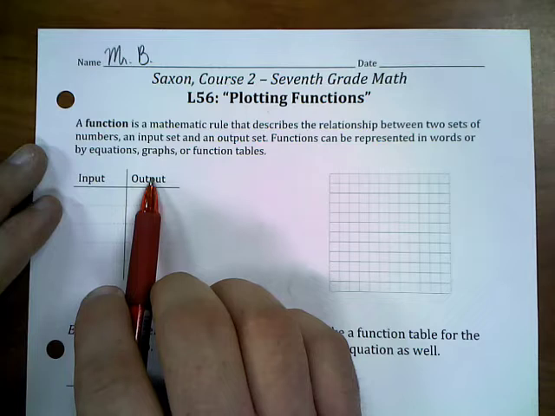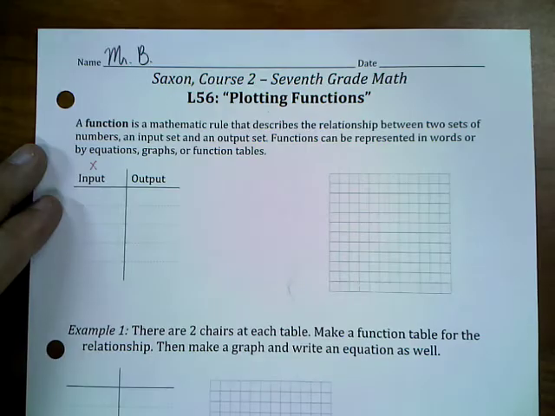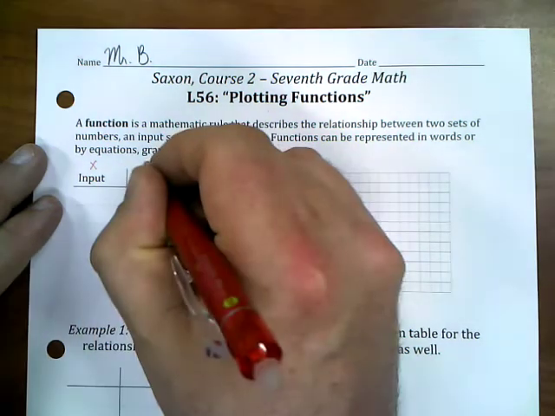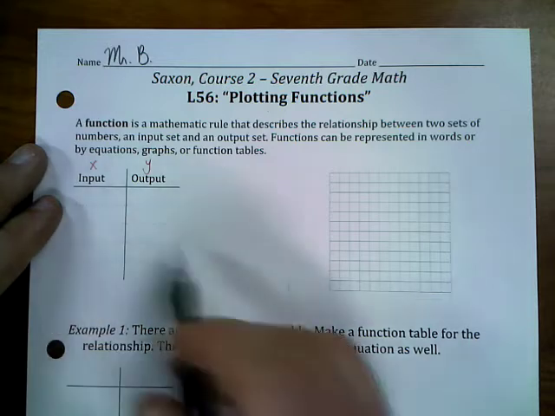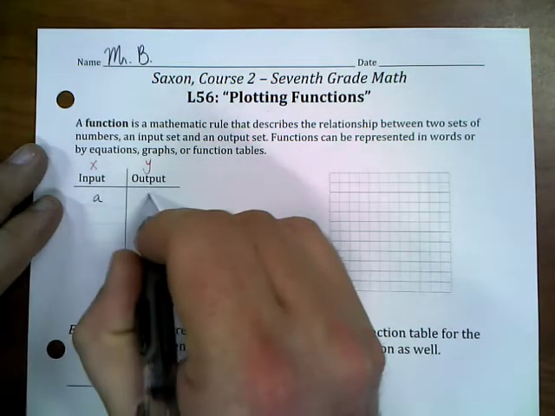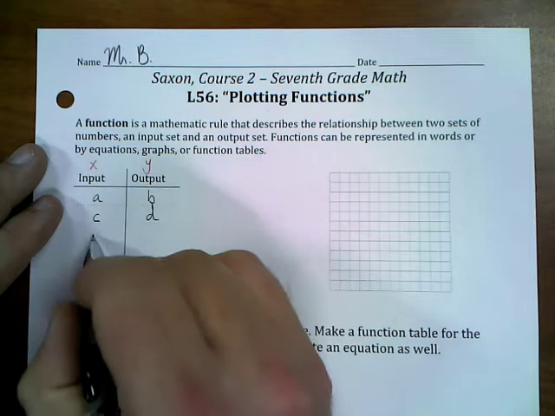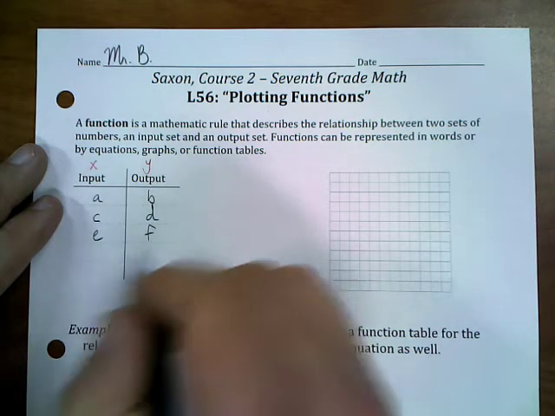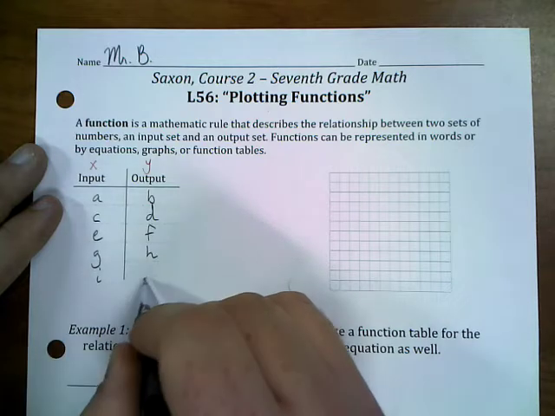Now, when it comes to graphing, the input is often our x value. Not always, but often. The output is often our y value. Again, not always, but often. We could use other variables as well. So let's just make up some pairs here. Let's say we stick in A and we get out B. We stick in C, we get out D. Stick in E, we get out F. We stick in G, we get out H, and we stick in I, and we get out J.